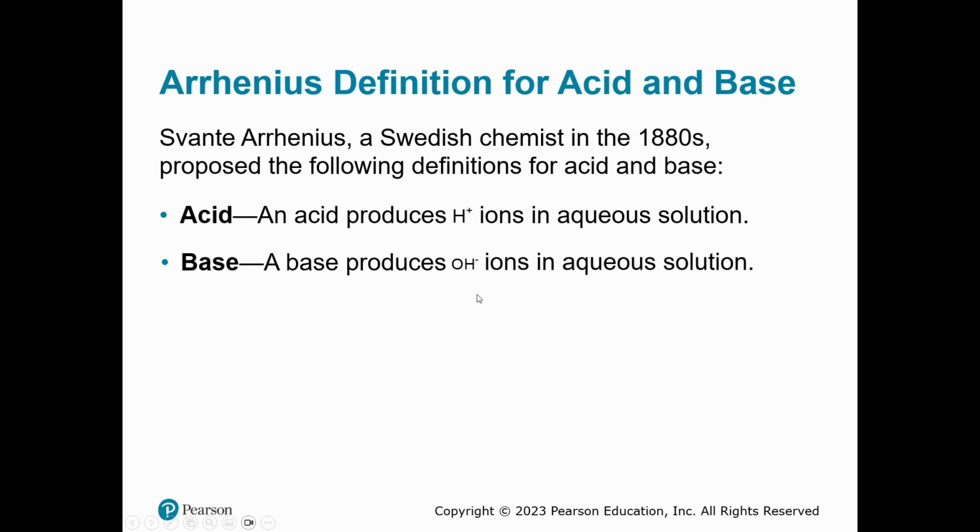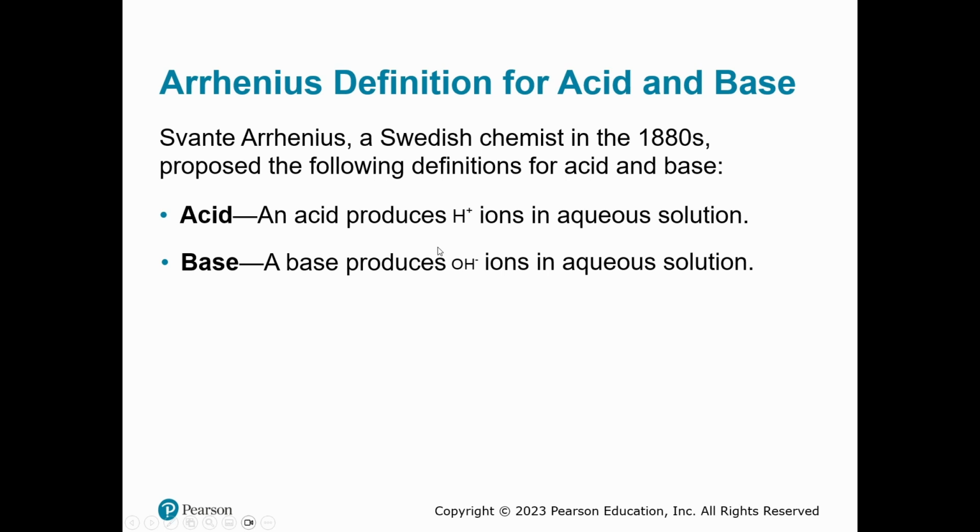So we'll acknowledge the Arrhenius definition. This was just the first definition of acids and bases that was generally accepted and usable. If something produces H+ in solution, it's called an Arrhenius acid. If something produces OH minus, this is called an Arrhenius base.